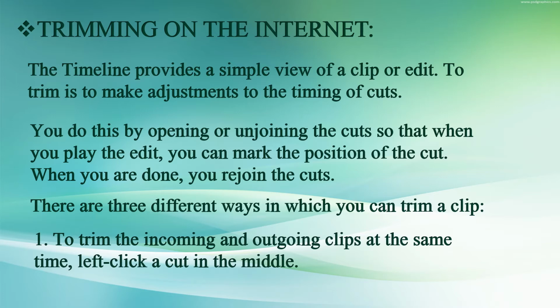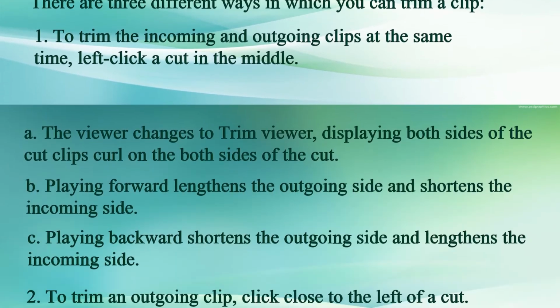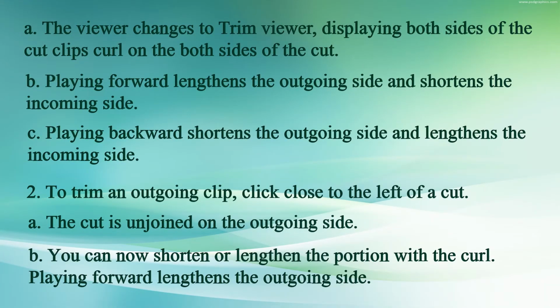To trim the incoming and outgoing clips at the same time, left click a cut in the middle. The viewer changes to the trim viewer displaying both sides of the cut. The clip curl appears on both sides of the cut. Playing forward lengthens the outgoing side and shortens the incoming side. Playing backward shortens the outgoing side and lengthens the incoming side.